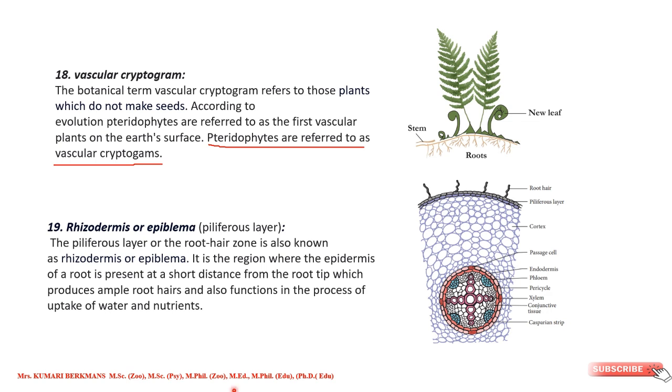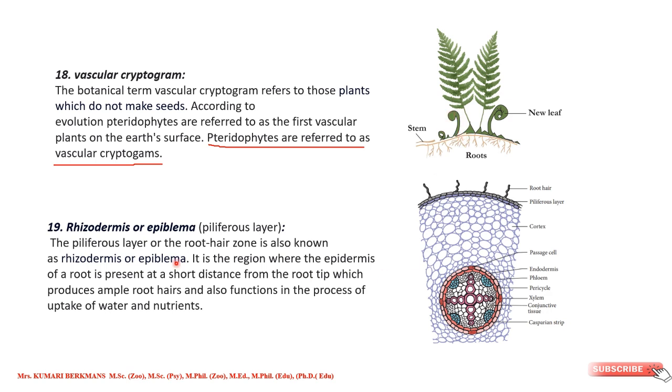Why is it called vascular cryptogram? In the sense, the veins will be there, but there won't be any proper stem, and also they won't produce any seeds. At the back side of the leaves, you can find the spores. Those spores fall down and make a new plant.